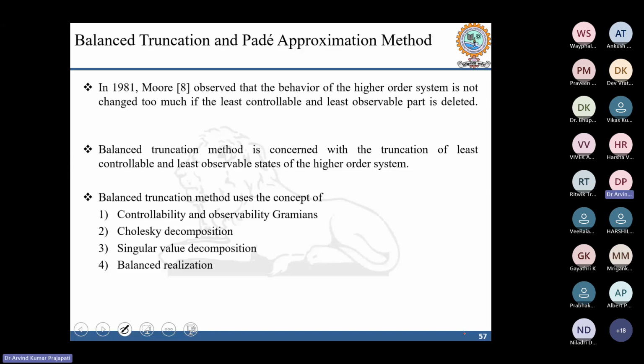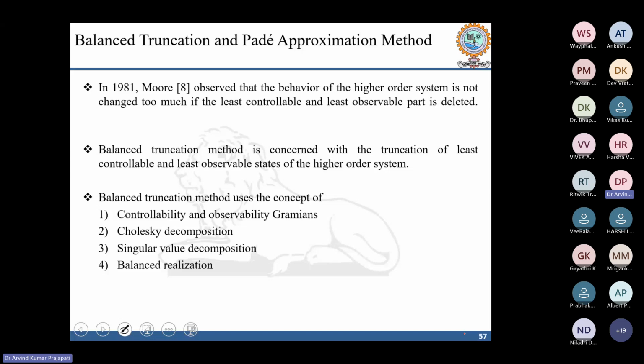So the balanced truncation is based on four concepts. First, you have to determine the controllability and observability gradients, and then you have to learn how to do the Cholesky factorization, the lower triangular matrix factorization, meaning how you can convert your positive definite matrix into a lower triangular matrix. Then you also have to know the singular value decomposition, and then balanced realization. If you know these four concepts, then you can implement the balanced truncation method in model order reduction and get the reduced order model.